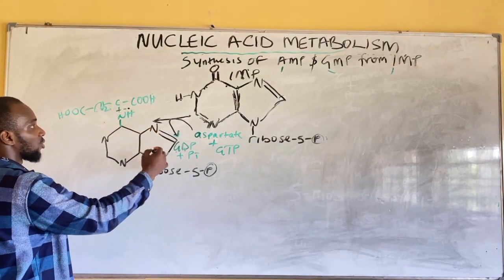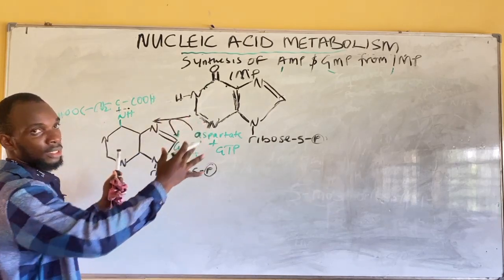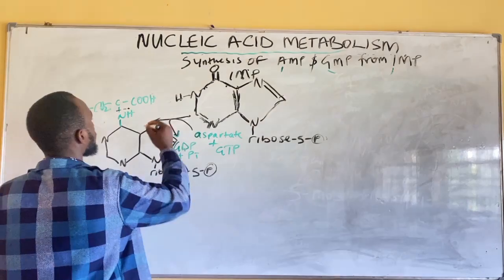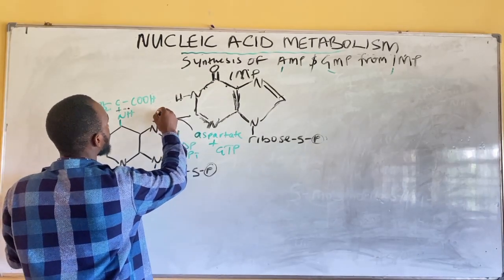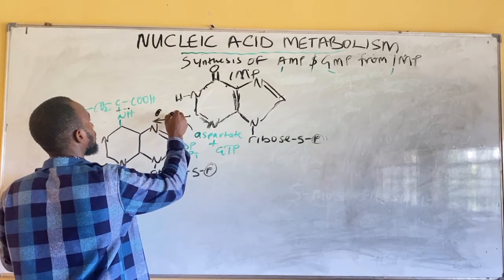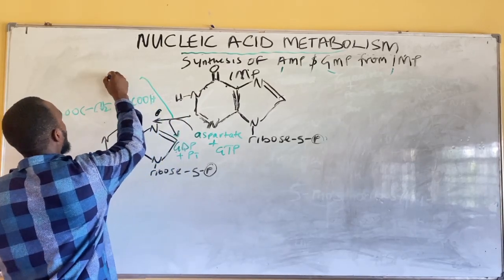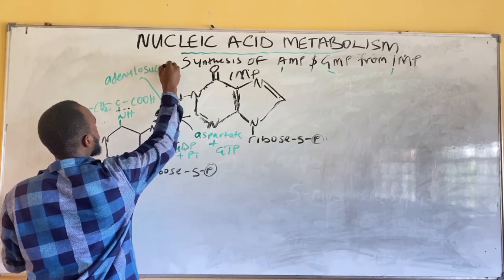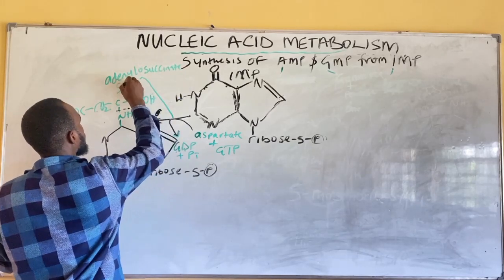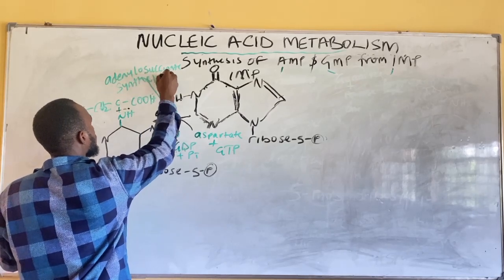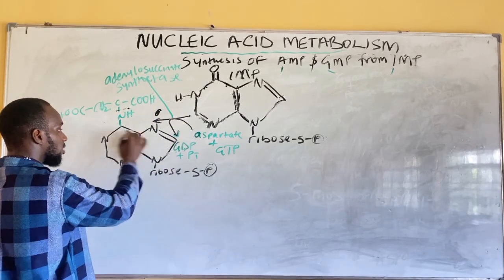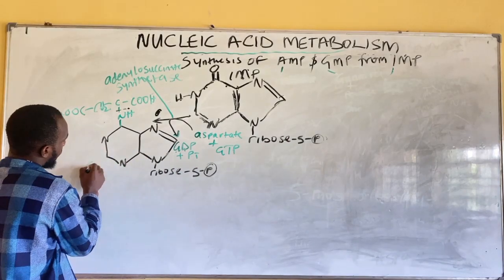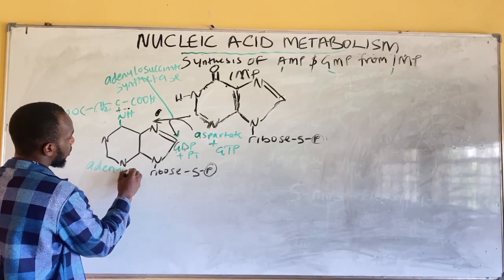The next reaction, this reaction here, is the formation of adenylosuccinate. So the name of this enzyme will be adenylosuccinate synthetase. It requires energy, so it's called synthetase because something was formed. The name of this compound is adenylosuccinate.